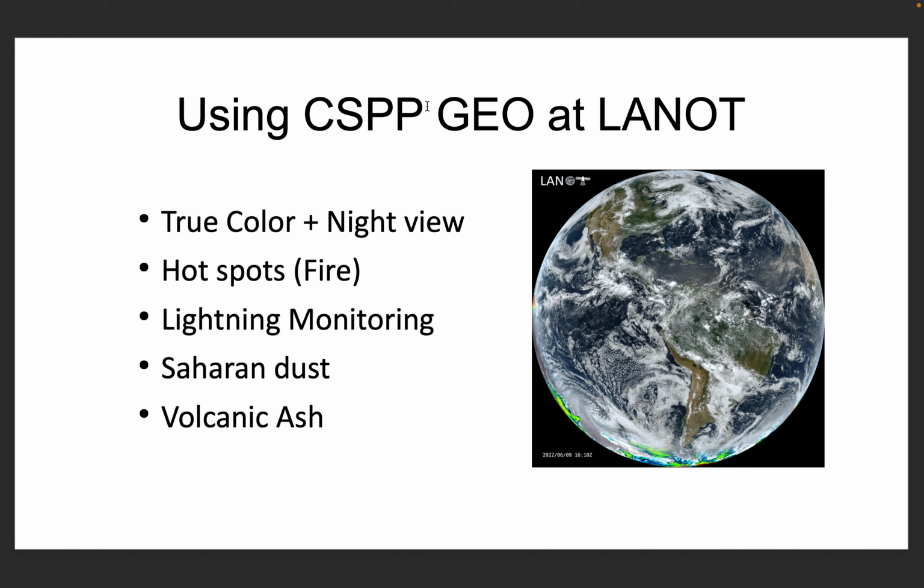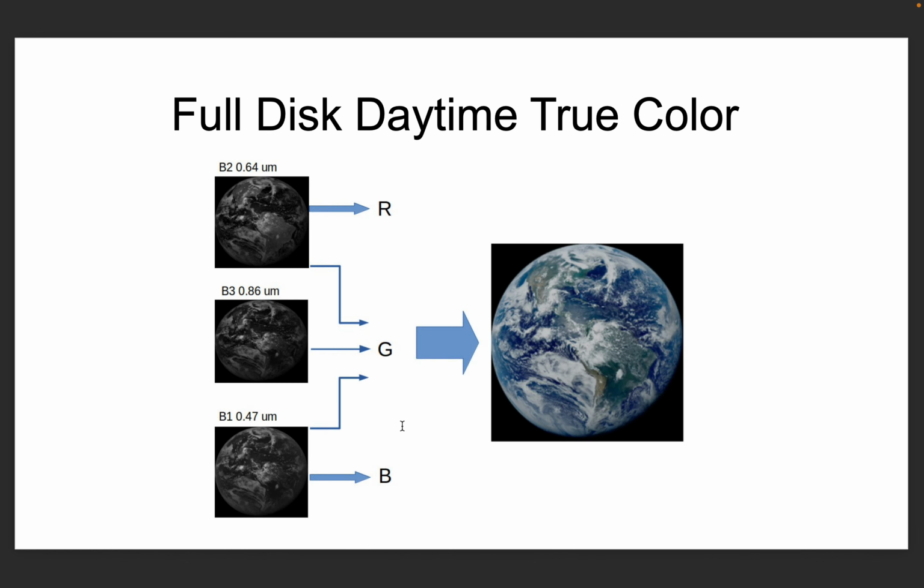Our use of CSPP GEO: we use it intensively for several products. True color and night view, an example is this one, very required by our users. Also hotspots detection, fire, lightning monitoring, the Saharan dust that comes every year by June from Africa to Mexico, and volcanic ash. This is just 5 examples, but they are not the only ones.